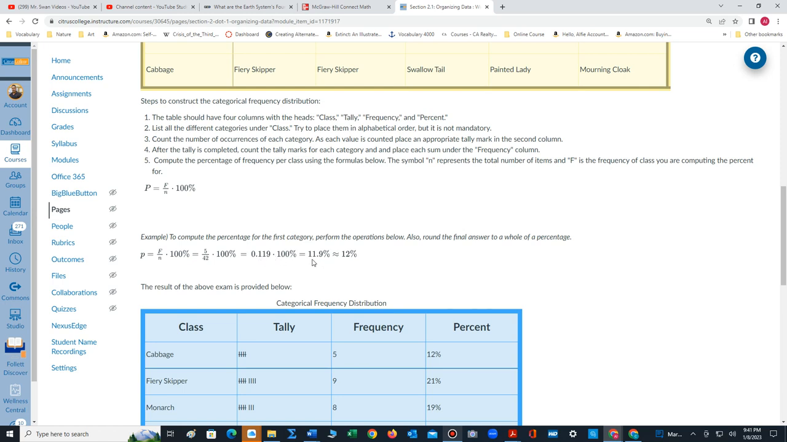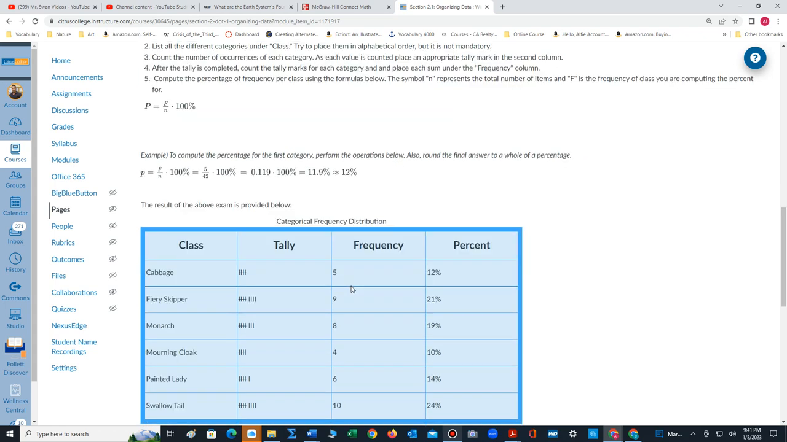Multiply by 100, 11.9%, and here we're rounding to a whole percent, but follow the instructions that Connect Math will ask of you. In this case, we're just going to round to a whole percent, and so that's how we get 12%.